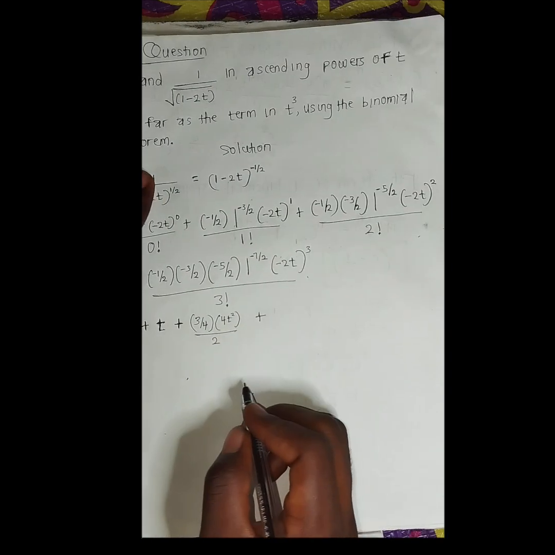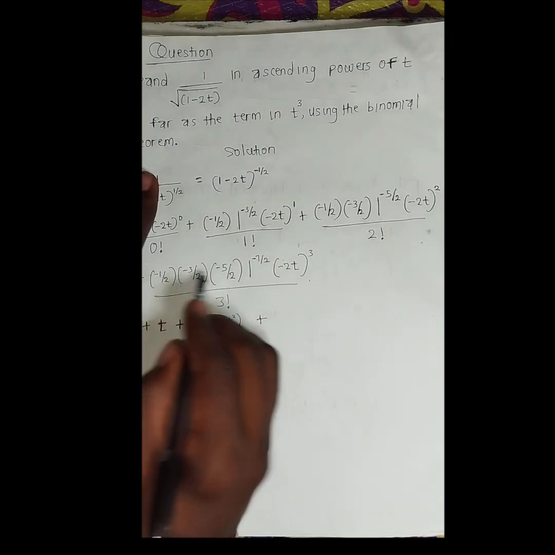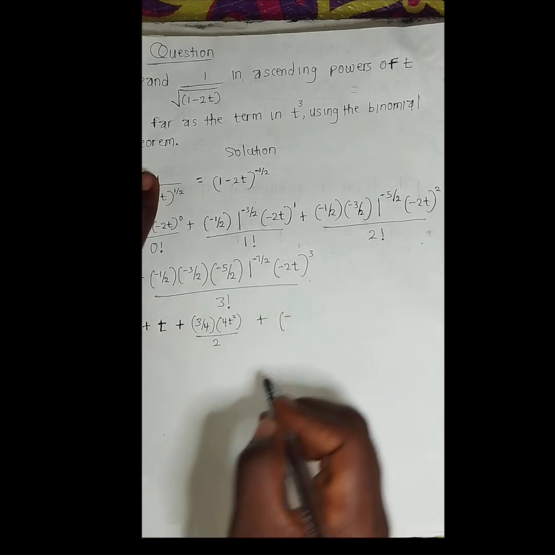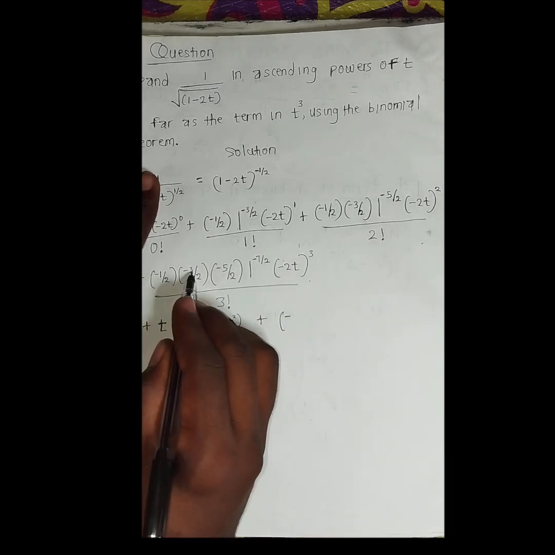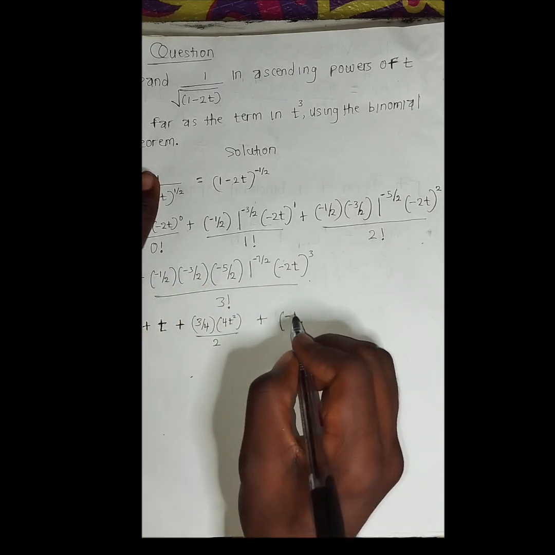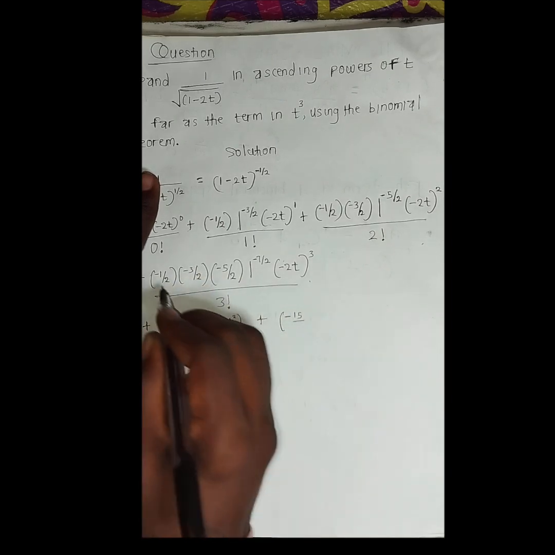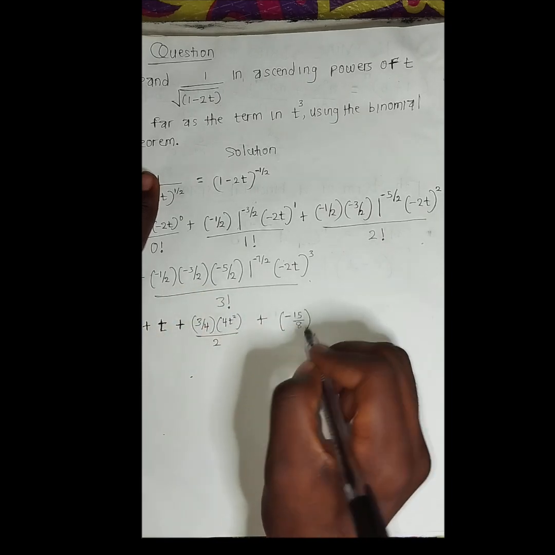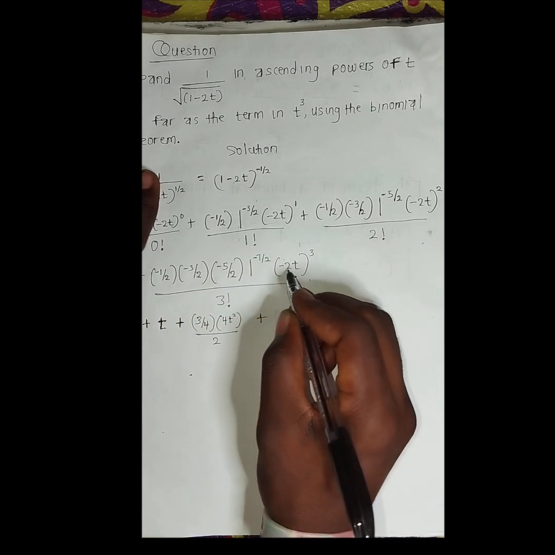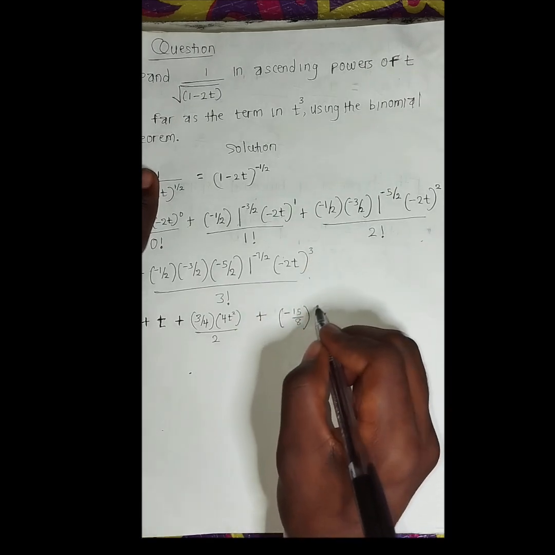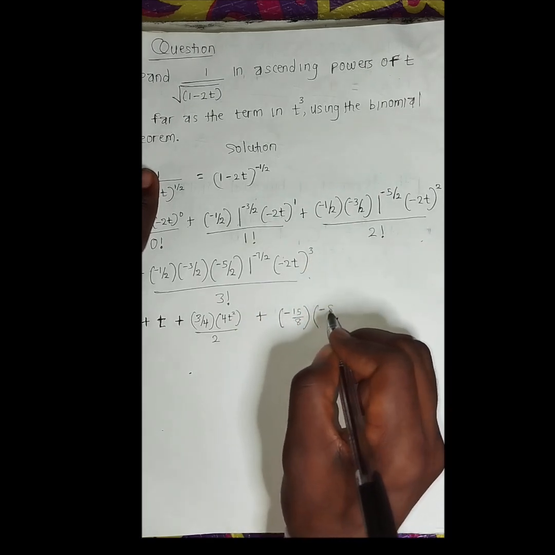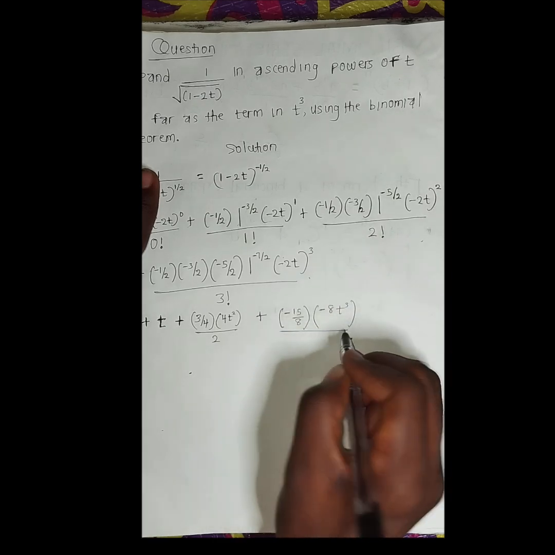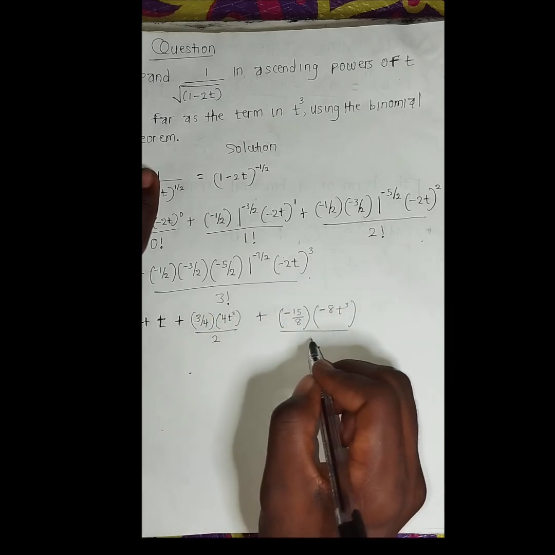Plus. Now, minus times minus times minus is going to give us minus. I'm putting it in a bracket. 1 times 3, 3. 3 times 5, 15. Over 2 times 2, 4. 4 times 2, 8. Close my bracket. This one is 1 already. Now, minus 2t raised to the power of 3. That would give me minus 8t raised to the power of 3. Now, over 3 factorial is 3 times 2, 6.